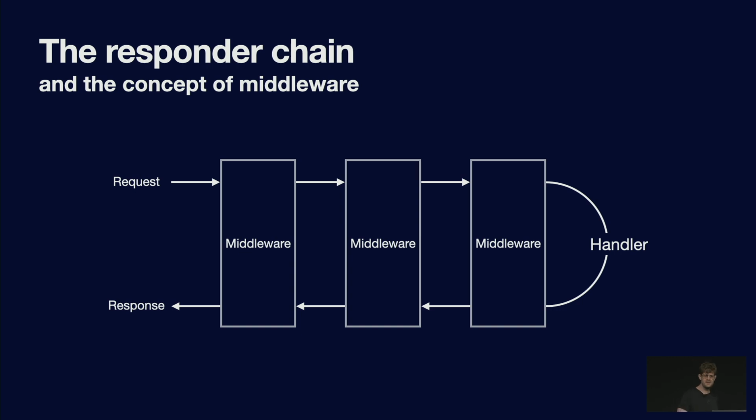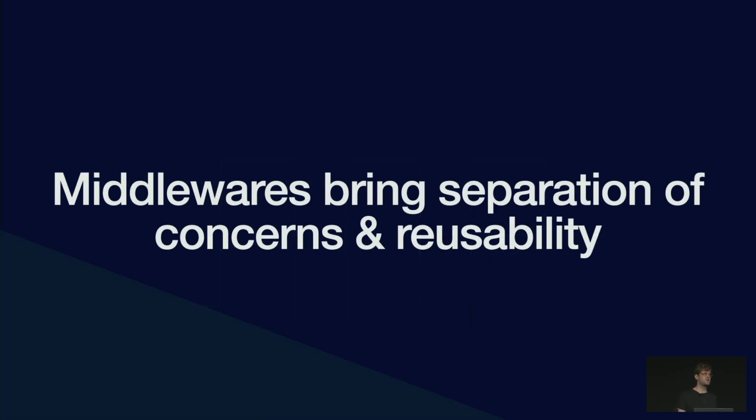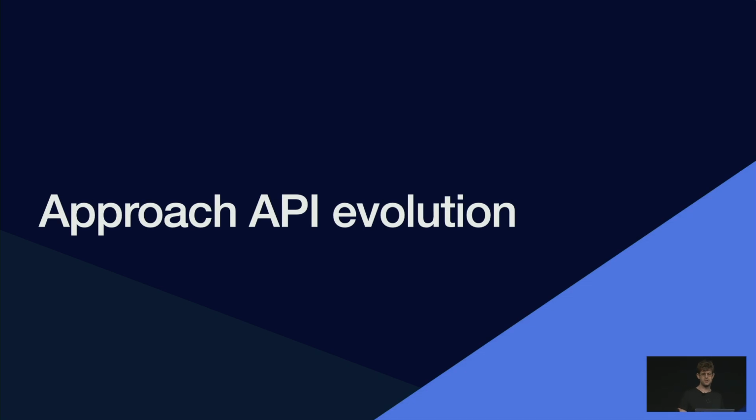Middleware can do a lot of things. You can authenticate in a middleware, you can have a cache middleware, you can add security headers in middlewares. Basically, middlewares are about bringing separation of concerns into how you deal with your requests, and also bringing reusability of things that you want on multiple requests. You don't want to repeat yourself in your handlers. So we'll see later how to build a middleware, but first, let's discuss API evolution.